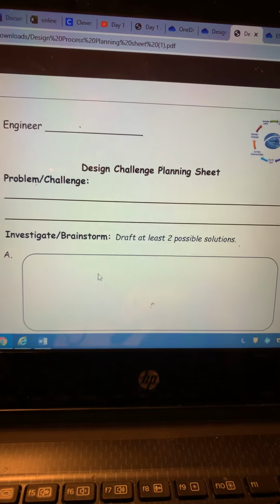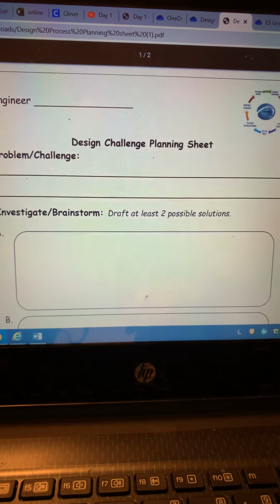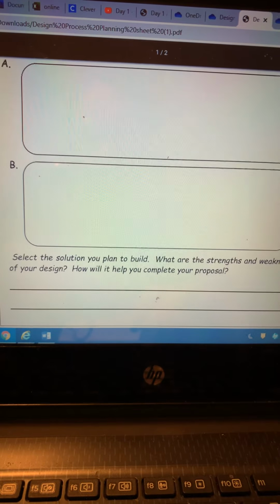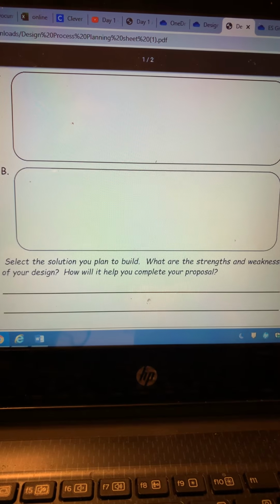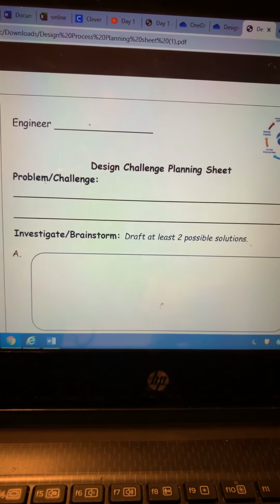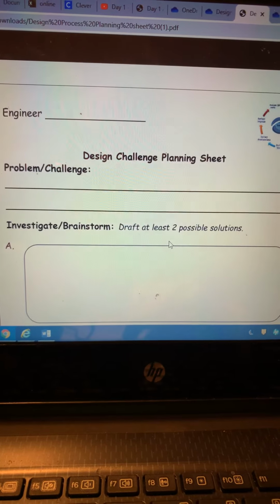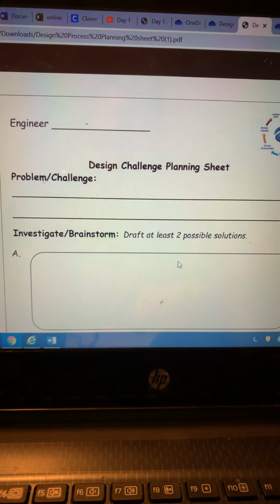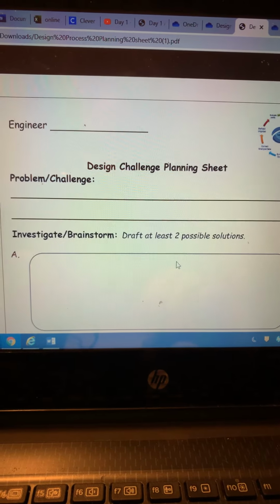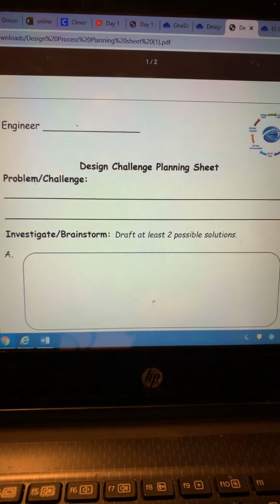And then today you're going to brainstorm at least 2 possible solutions to the problem. So you're going to draw a picture in A and draw a picture in B. Now if you don't have the design challenge sheet or you can't pull it up, go ahead and put it in a notebook or on a piece of paper. Just make sure you're writing the problem in the challenge, and then just today drawing your 2 possible solutions. Make sure you put this somewhere where you can come back to it later, because next Monday we will do the second part. So let's go back to the design challenge and let's read our design challenge for this week.